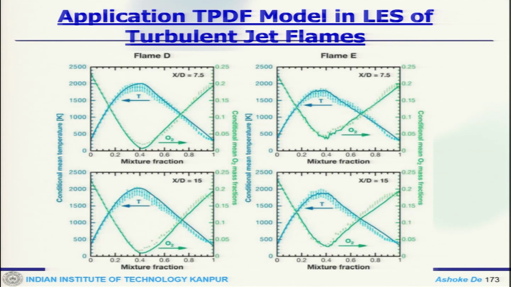This is just to show you how that thing actually worked, and one can also find the mean from the scatter plot. So that essentially concludes the discussion on the transport PDF method, and we will stop the discussion here today and continue in the next lecture.